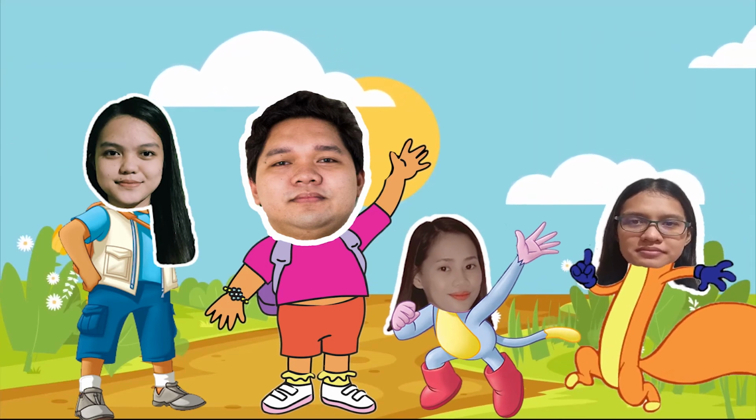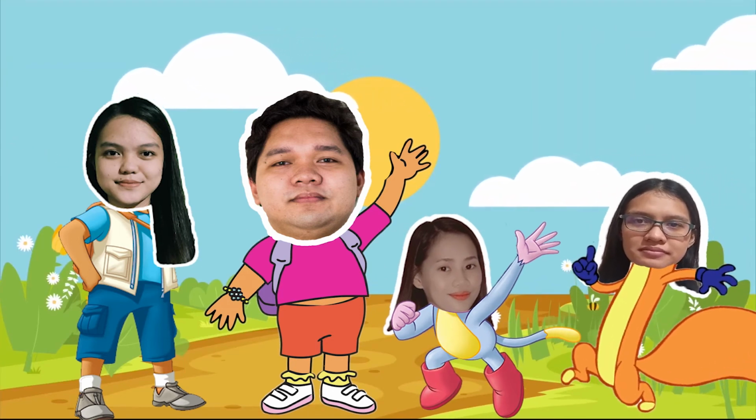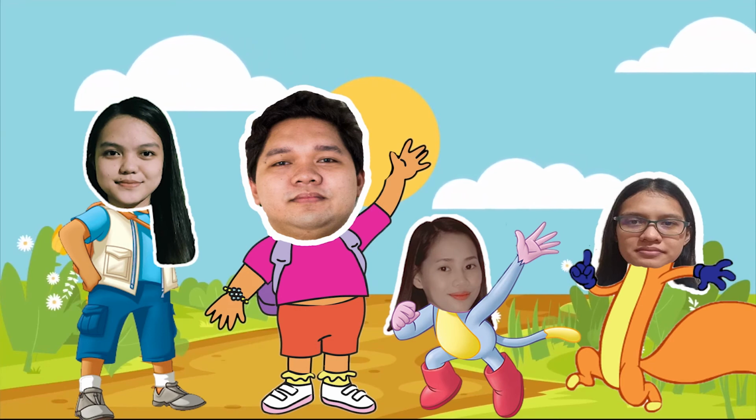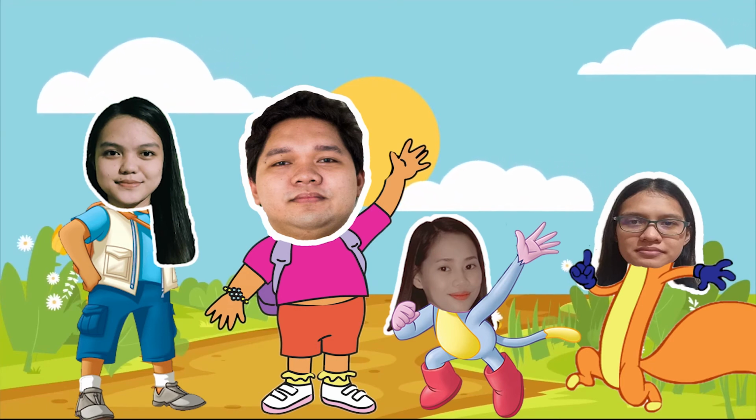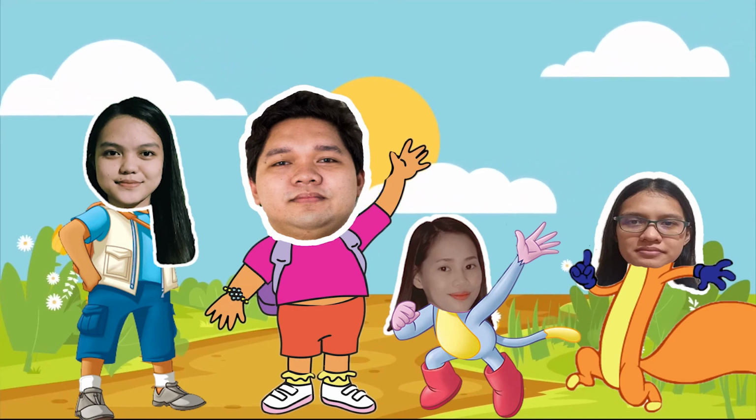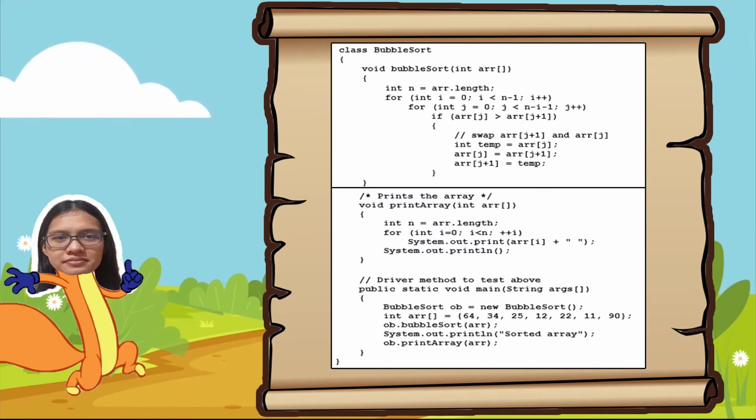It's my very own bubble sort code using Java language. Wow! Can you explain it to us? Yes. So my program starts with the class BubbleSort. It has the function void bubbleSort with int arr[] that holds the integer array. In here, int n equals arr.length. This n holds the length of the array.